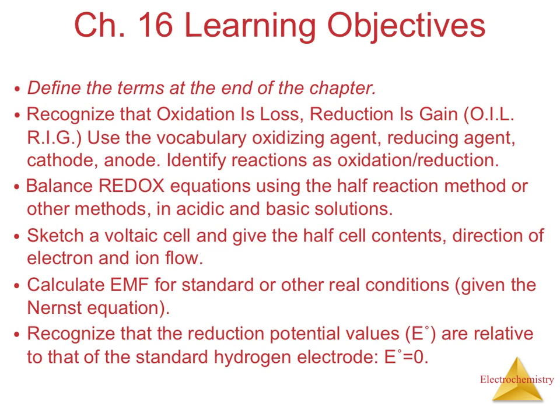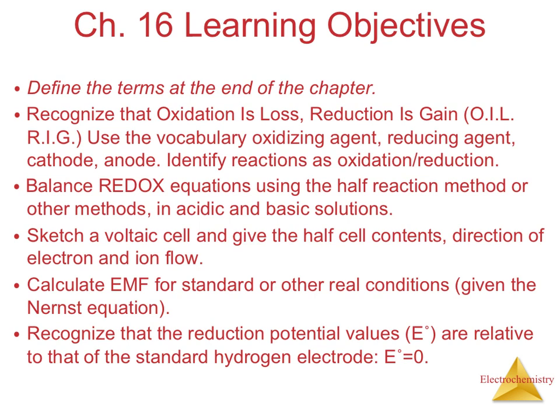Y'all ought to be able to sketch a voltaic cell, which is really a battery, and give the half reactions for each of the different compartments. And then draw diagrams for the direction of electron flow, and how the ions flow inside each of the cells. We're eventually going to be able to calculate the EMF for both standard cells as well as cells under real conditions, given the Nernst equation.